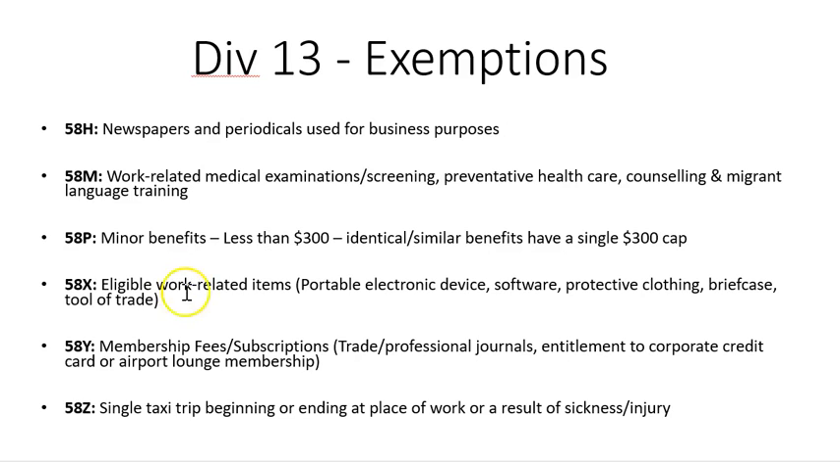So 58X, eligible work-related items. So if the employee requires any of the items listed here, so portable electronic device, software, protective clothing, briefcase, or tool of trade for their work, and it's provided by the employer, then it's exempt.